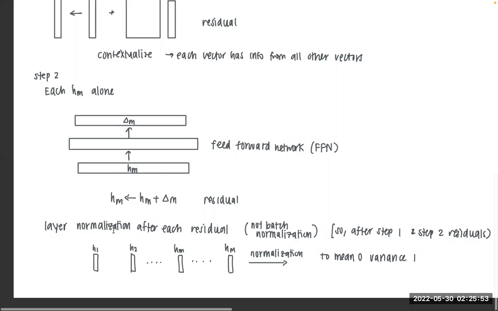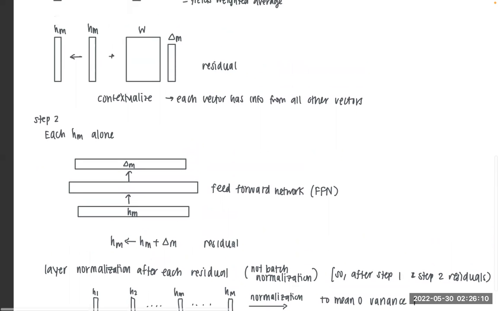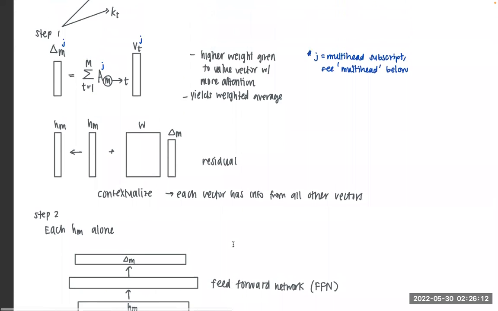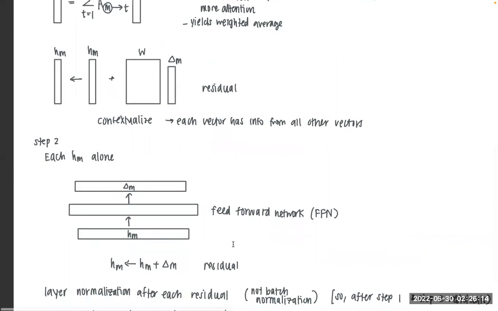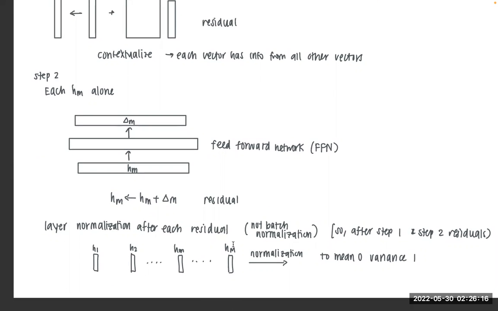So this is the illustration. We have these vectors after this residual operation at delta M. So we do this normalization so that elements are normalized to have mean 0 and variance 1. So these are the two main steps in each round of this self-attention.